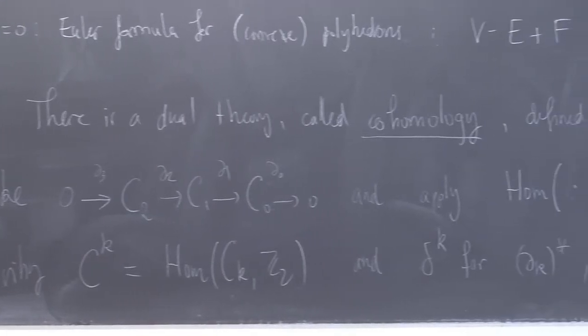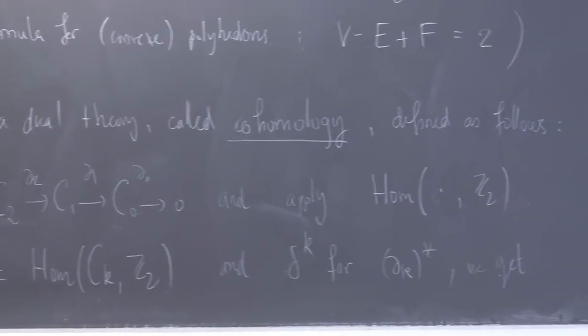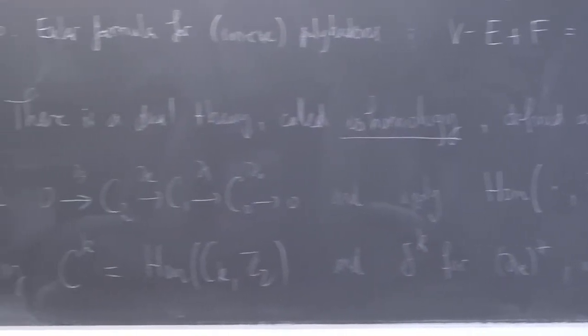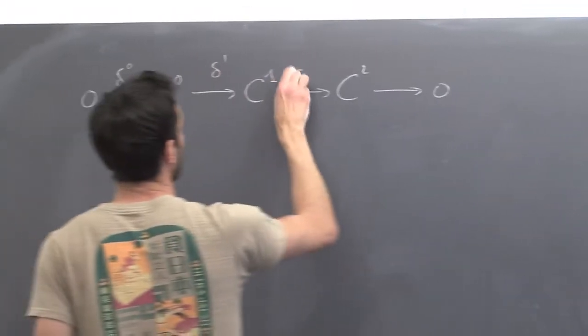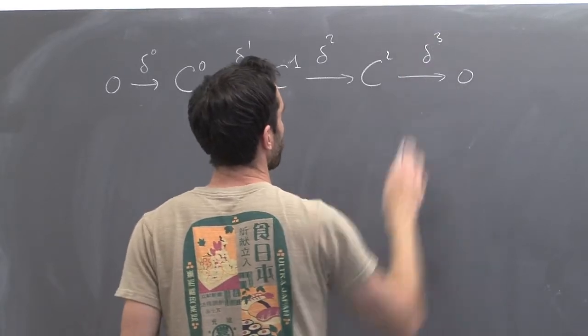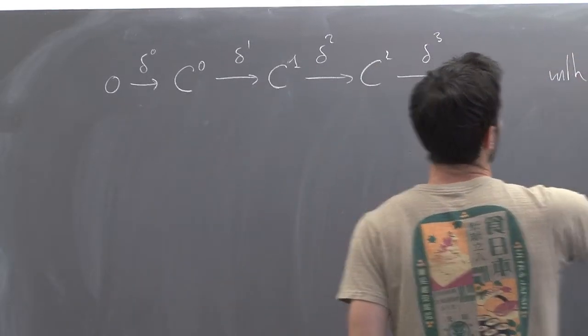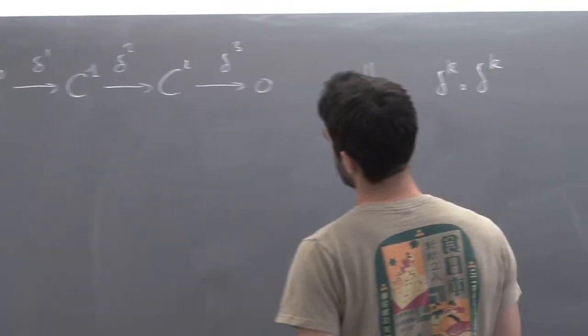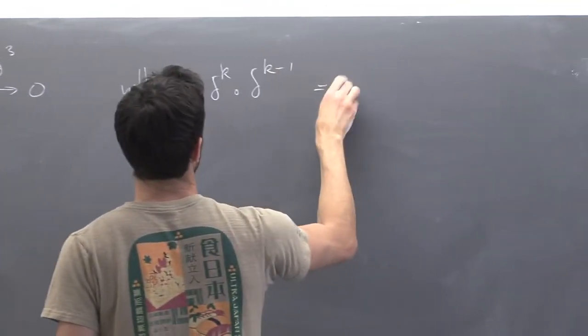So we get 0, C0, C1, C2, 0, and the deltas, so I have to check. So that's delta 0, delta 1, delta 2, delta 3, with each time you compose delta K composed with delta K minus 1, this is always 0.